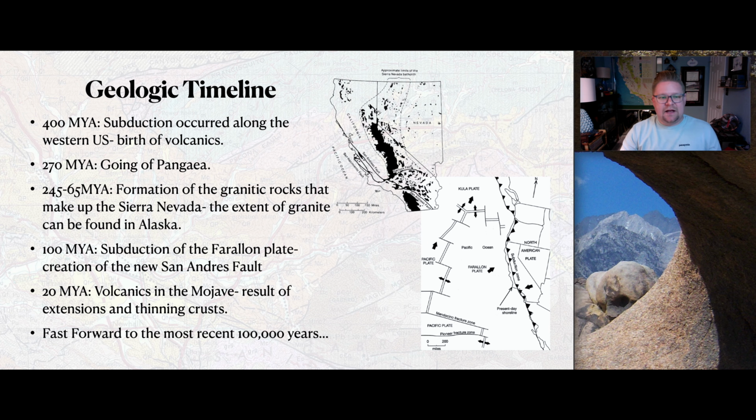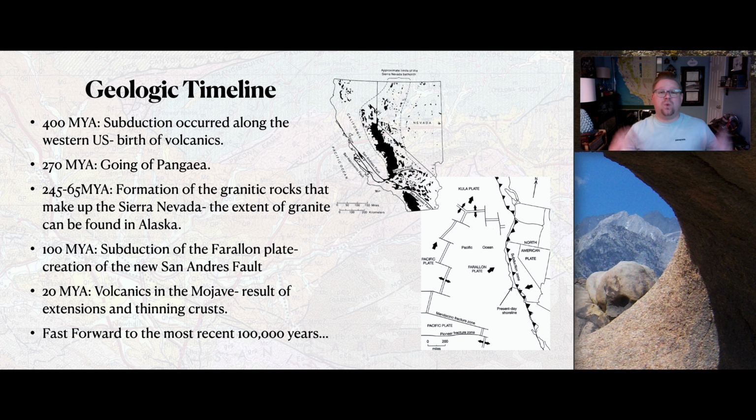So let's look at, again, a recap of our geologic timeline in California. We've had subduction. We had Pangaea. We had the formation of the Sierra Nevada, and essentially some of the rock that was part of the development of California is found as far north as Alaska. We had additional subduction of the Farallon Plate. We had volcanoes, which is the result of extension and then ultimately thinning of the Earth's crust. And then we fast forward to the last, really, 100,000 years.